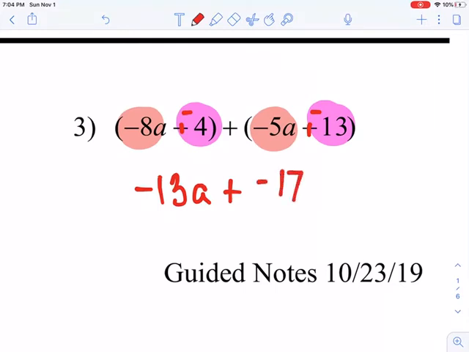If you do not like the addition with the negative side by side, you can always rewrite it as a subtraction problem. Those two are the same expression.